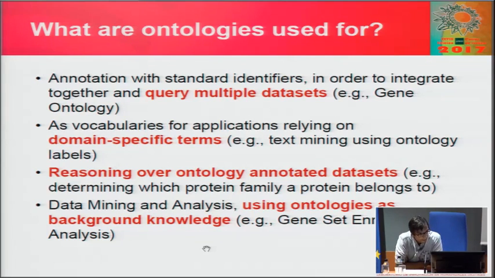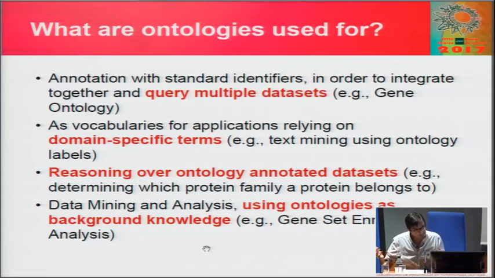Another use of ontologies in the biomedical sciences is to provide vocabularies for applications that rely on domain-specific terms. For example, this could mean text mining using ontology labels. Then there's also the possibility of reasoning over ontology-annotated data sets, and this has had a reasonable measure of success, for example, in determining protein families. Finally, there's also the use of ontologies as background knowledge for data mining and analysis.